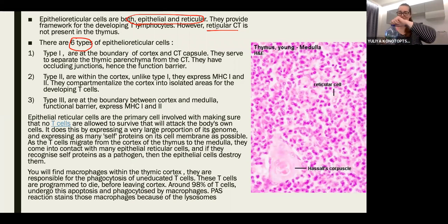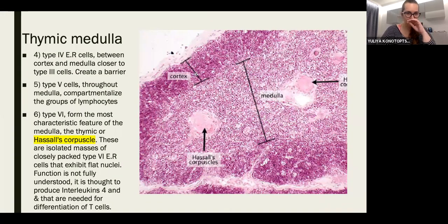Sorry, my voice. Reticular connective tissue is not there. Okay, so you will not find it there. I repeat, it's called epithelial reticular cell. It should be making reticular connective tissue. It should be making collagen type 3. It should be making loose connective tissue. You won't find it there. Loose connective tissue is not present within the thymus. So 6 types. Easier to describe them on the slide.